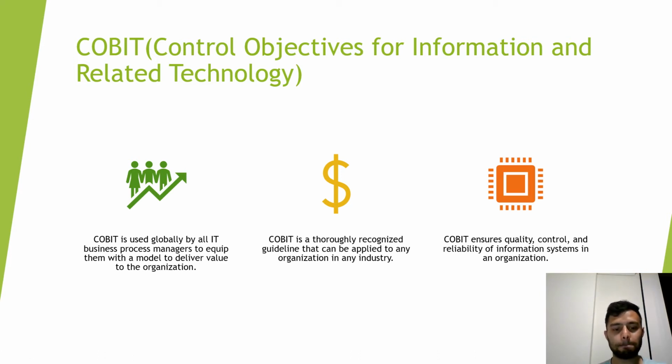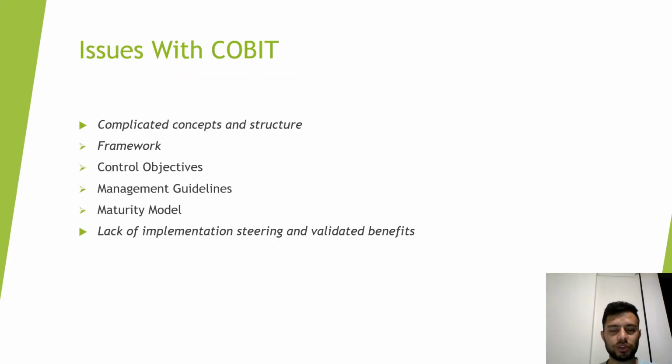of every modern business. And some of the issues with COBIT are that the researchers and the executives have come to the conclusion that the COBIT version is a chunk of complicated concepts and structure, which includes framework, control objectives, management guidelines, maturity models, and lack of implementation history and validated benefits.